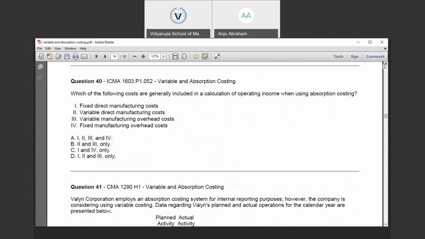Question number 40. Which of the following costs are generally included in a calculation of operating income when using absorption costing? So, what are all the costs that is included in the calculation of operating income when absorption costing is used? Option A, fixed direct material manufacturing cost. Option B, variable direct manufacturing cost. Option C, variable manufacturing overhead cost. Option D, fixed manufacturing overhead cost. What all costs are included in the calculation of operating income when absorption costing is used?